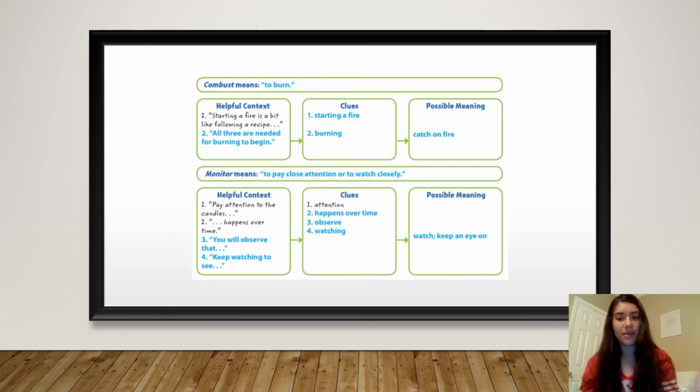Again, now you're going to see in my chart everything that I just said out loud. Let's jump to the clues part of the word monitor. Like I said, synonyms: attention, happens over time, observe, watching. Now, a possible meaning for monitor could be to watch. Something else that I came up with is to keep an eye on. So I wrote in my definition to pay attention closely or to watch closely.